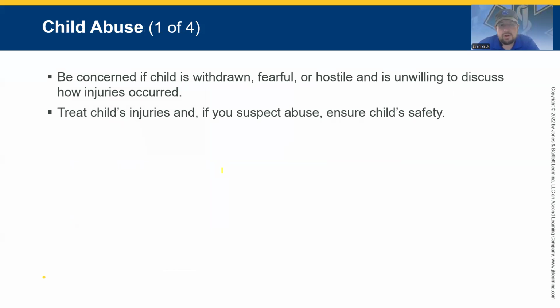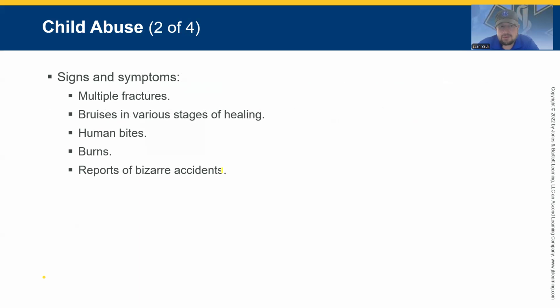Be concerned if a child is withdrawn, fearful, or hostile. Sorry, talking about child abuse now. If the child is unwilling to discuss how injuries occurred, treat the child's injuries, and if you suspect abuse, ensure the child's safety. Signs and symptoms: multiple fractures, bruising in various stages of healing, human bites, burns, reports of bizarre accidents. If this kid's story makes absolutely no sense, and you've got bruises on the legs, arms, butt that are all in different phases of healing, or if the story that you receive from the parent does not add up when you look at these injuries, you can suspect it. Don't ever accuse a parent or straight up ask a child. We don't do that.